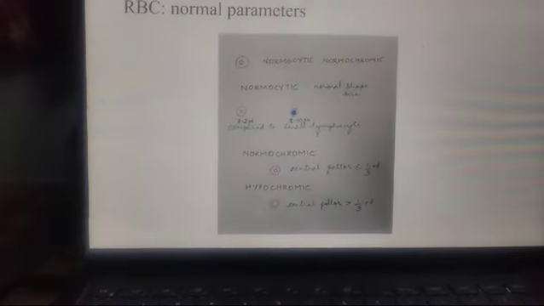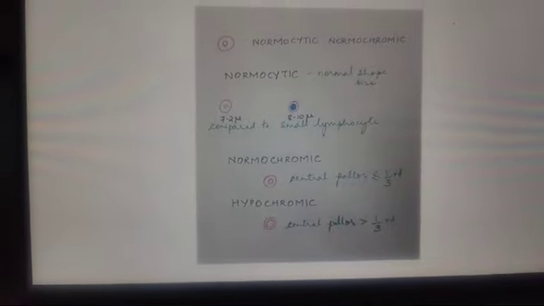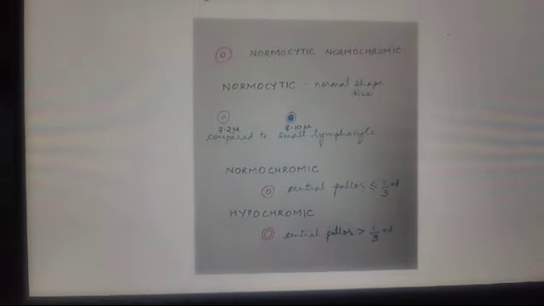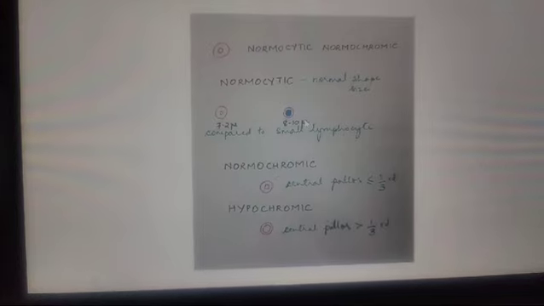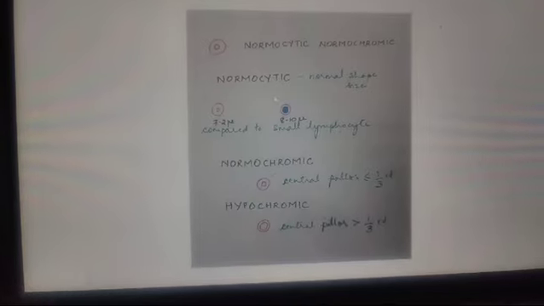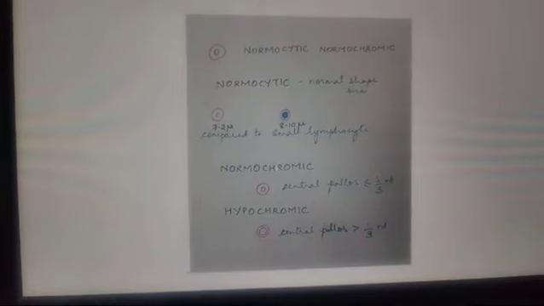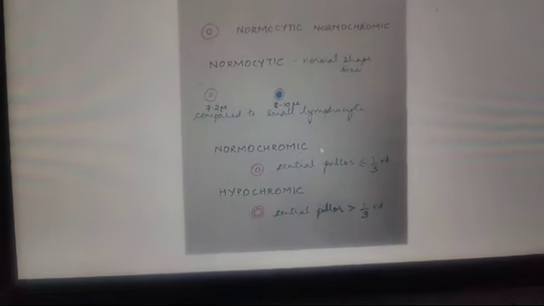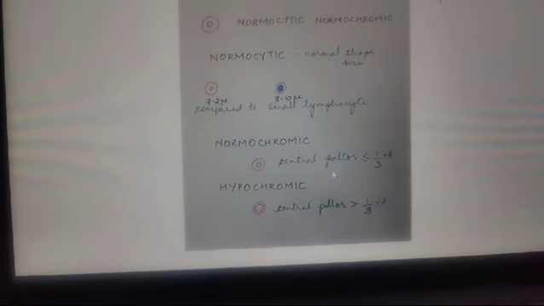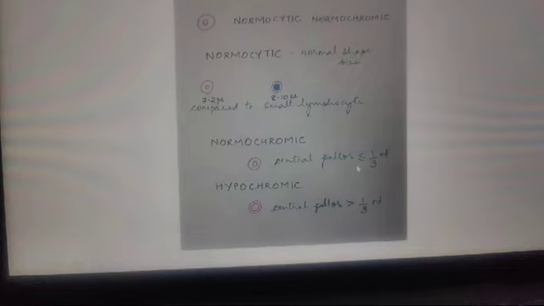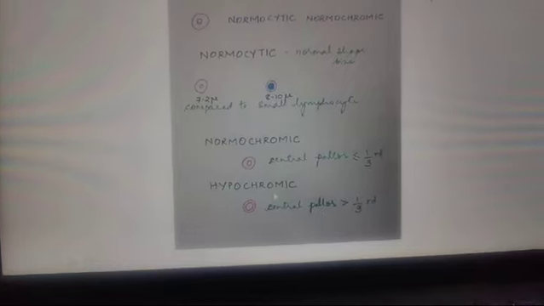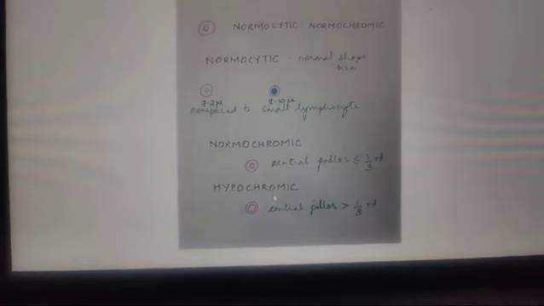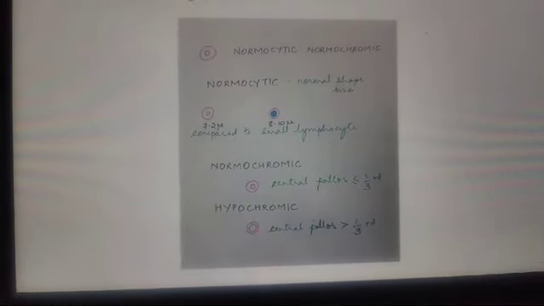What do you mean by normocytic? Normal shape and size is called normocytic. We compare the RBC with a small lymphocyte, then you call it normocytic. Coming to the chromic, it describes the hemoglobin content. Usually the central pallor is less than 1/3. If the central pallor is more than 1/3, you describe it as hypochromic, usually seen in anemic conditions.